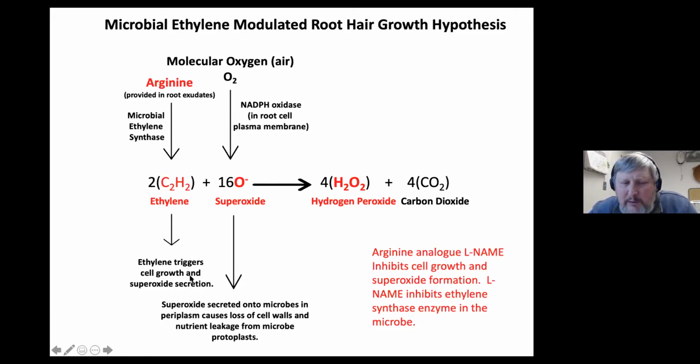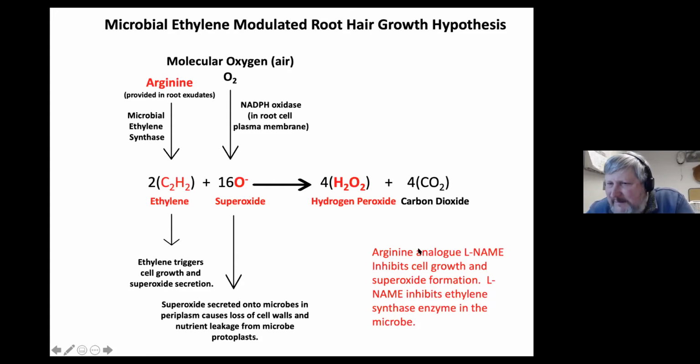but it will also trigger superoxide production, and that's where the superoxide is secreted onto the microbes. The superoxide and the ethylene will combine, and then it would produce hydrogen peroxide, and that's where our stain, the DAB, is picking up the hydrogen peroxide. We can also stain for superoxide, and we can see the superoxide in there. And recently we have stained for ethylene, and we can see ethylene in there.